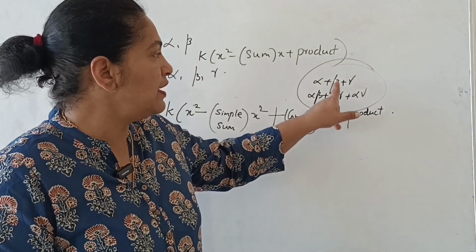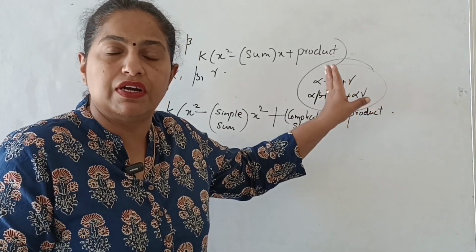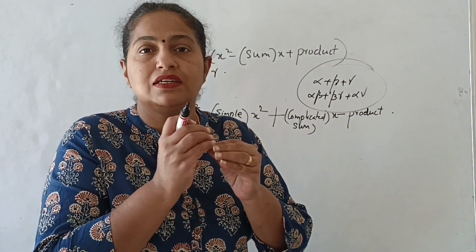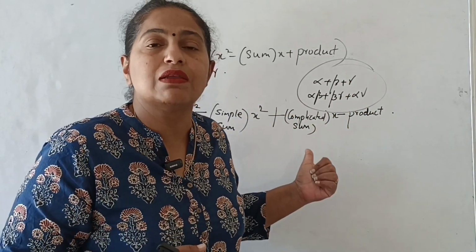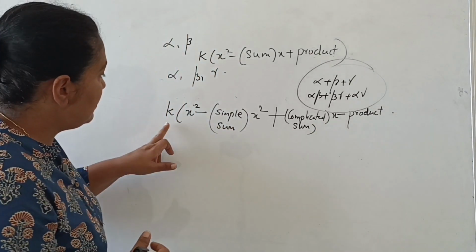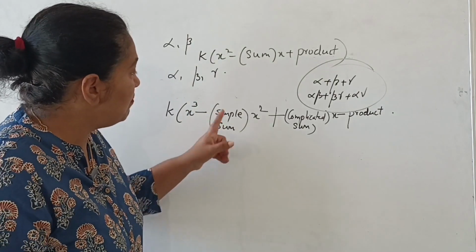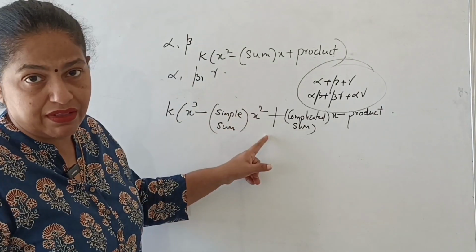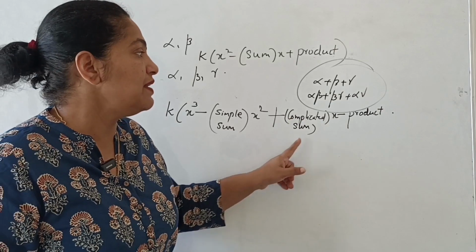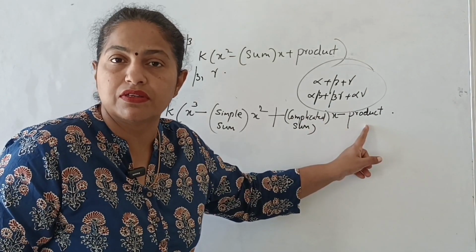This is a complicated one. This is a very simple and straightforward one. So I am going to use the exact terms that I said right now so that you can remember the equation more clearly. It is k into x cube minus simple sum into x square plus complicated sum into x minus the product.